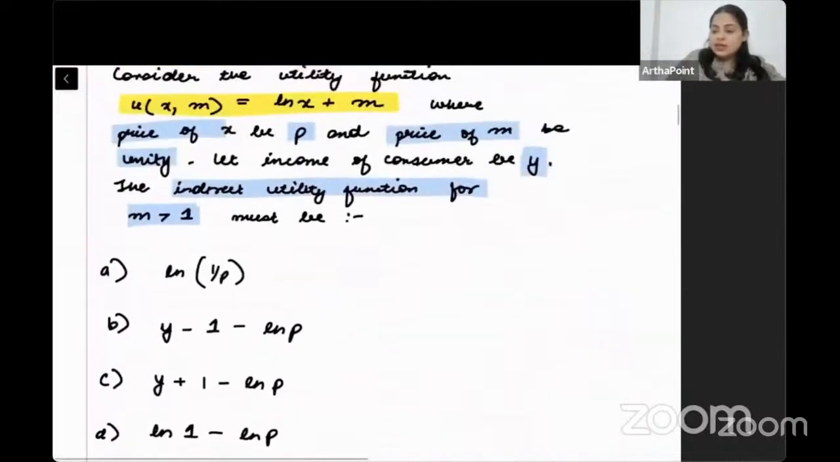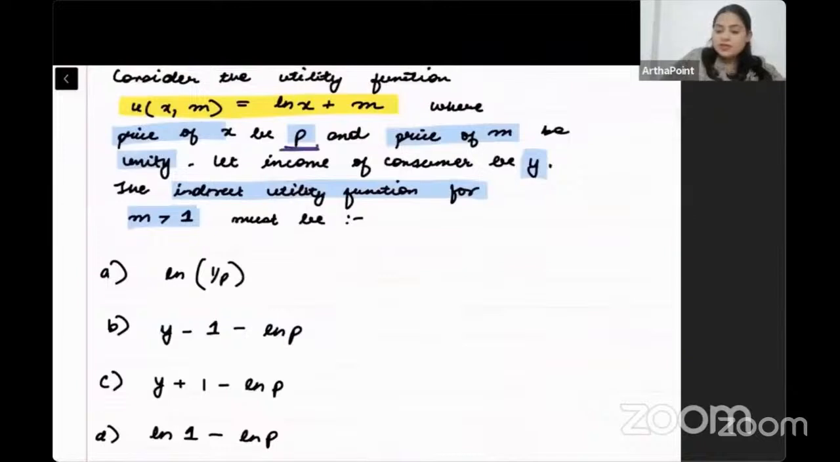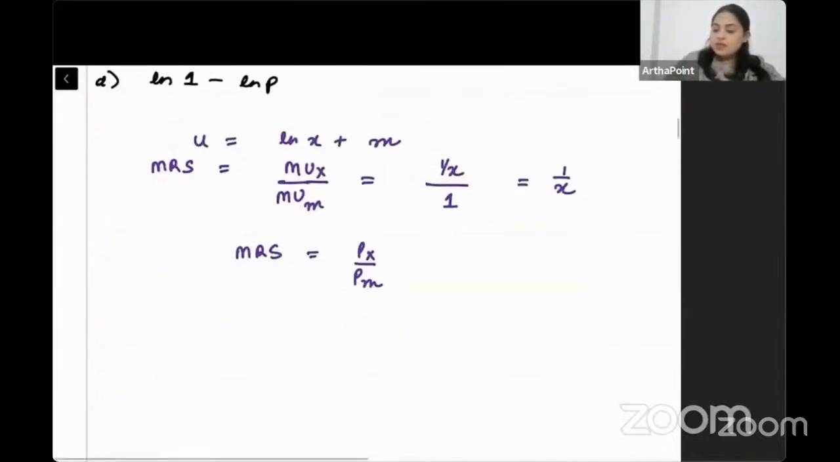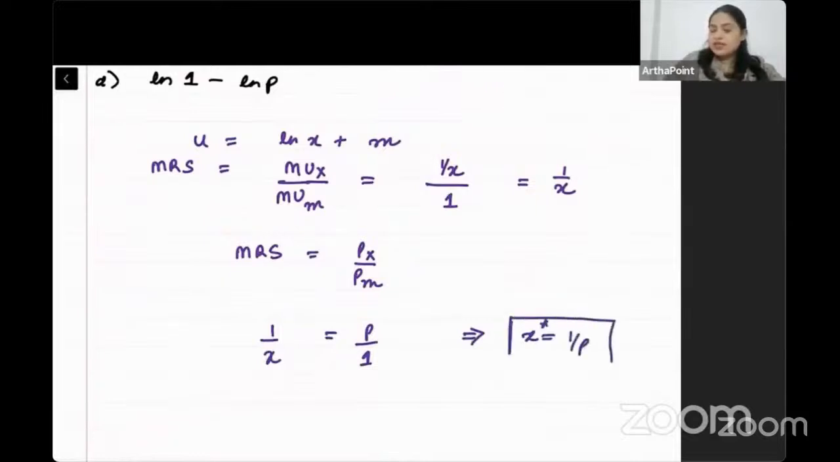It is given that the price of good X is P and the price of good M is 1. So your price ratio will be P by 1 and it will be equal to the MRS. So from here, X will be 1 by P. This is the value of X that you have got.